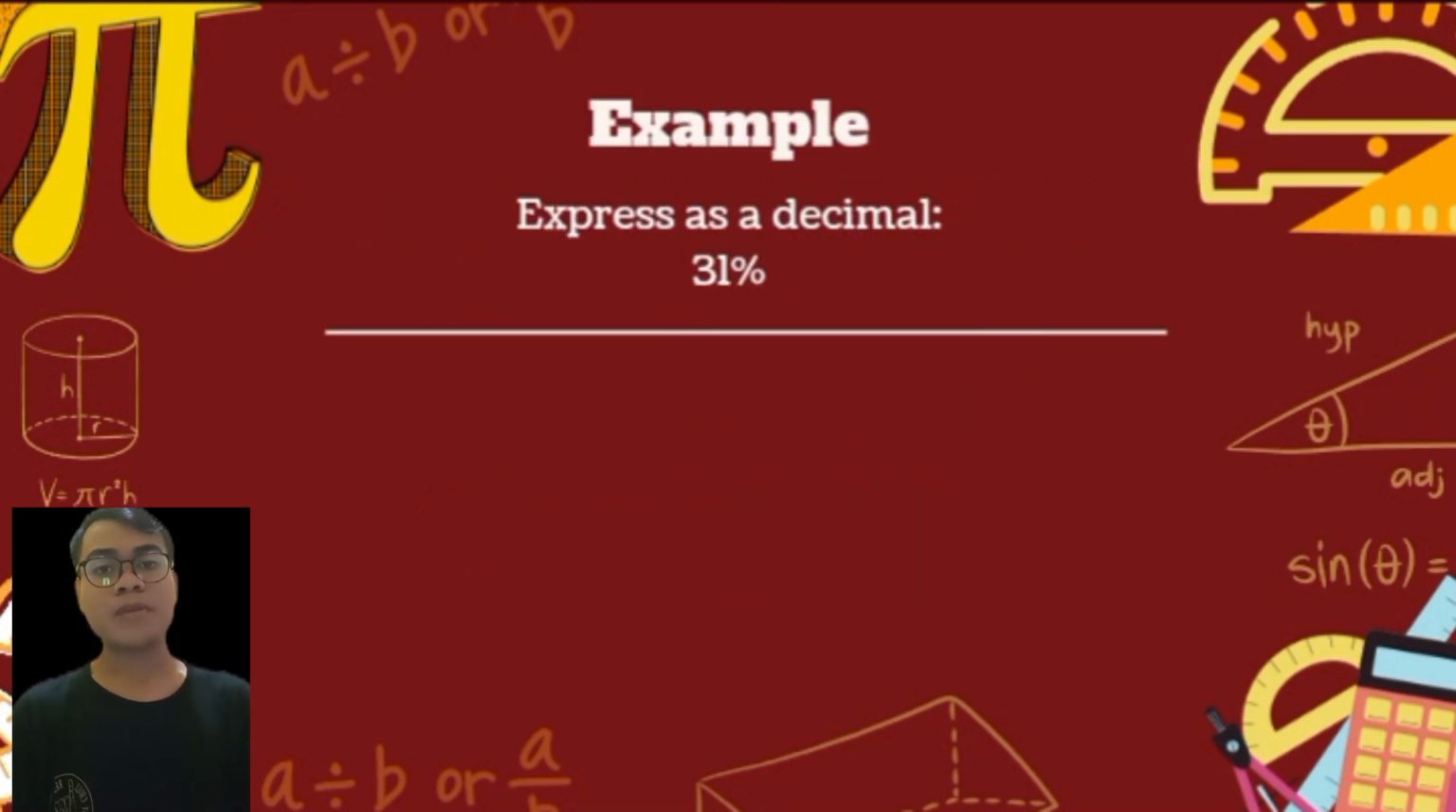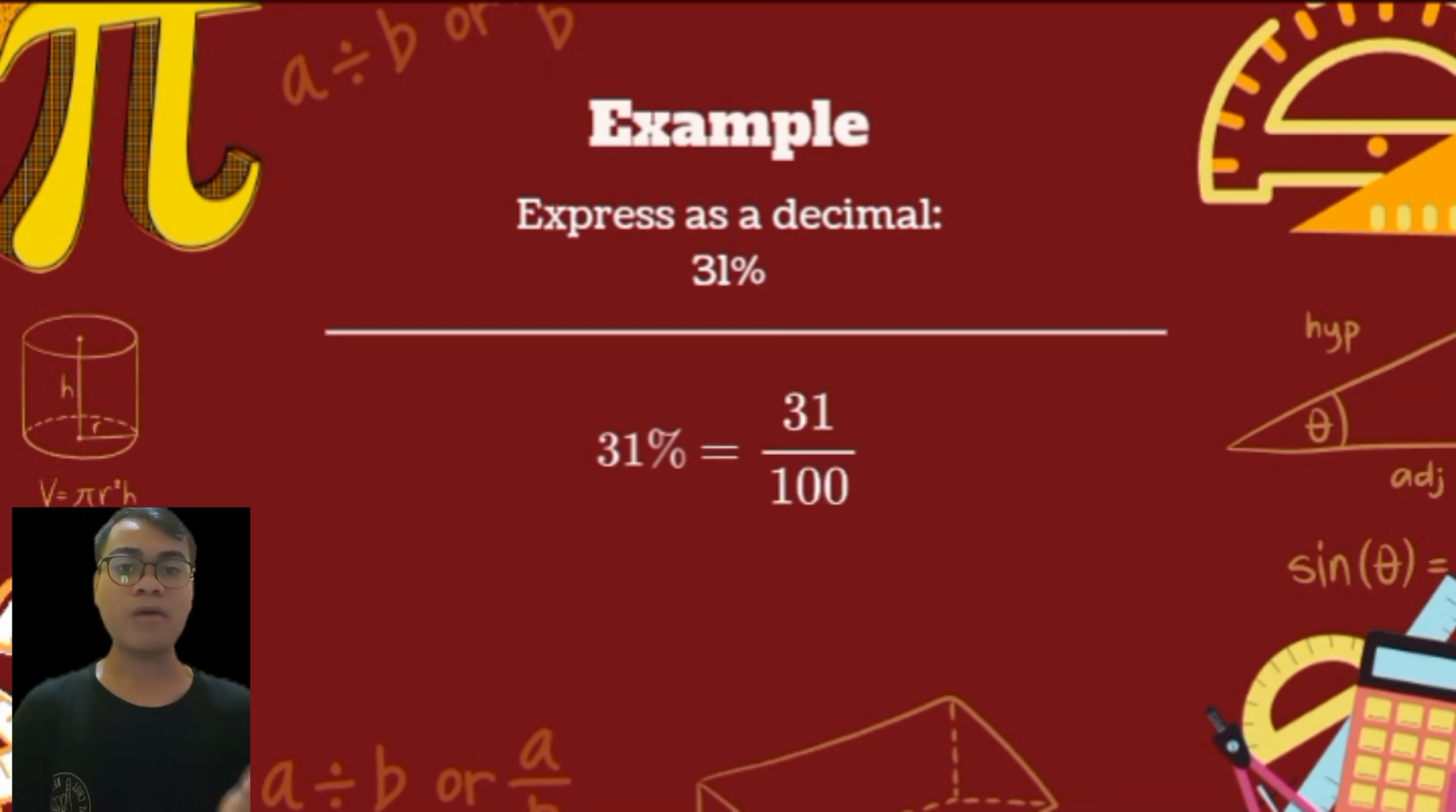For example, 31%. We write it as 31 over 100, and then we divide 31 by 100, and we get the result 0.31. So we can say that 31% is equal to 0.31.